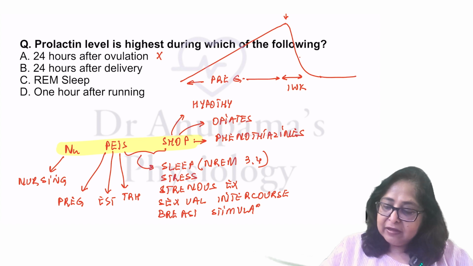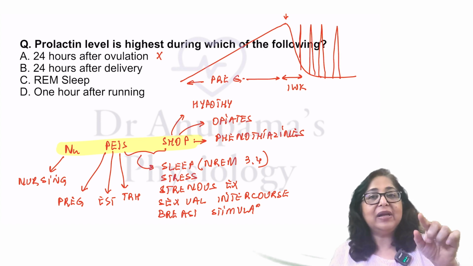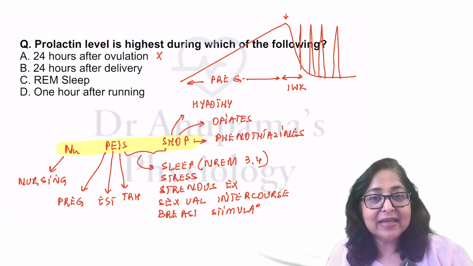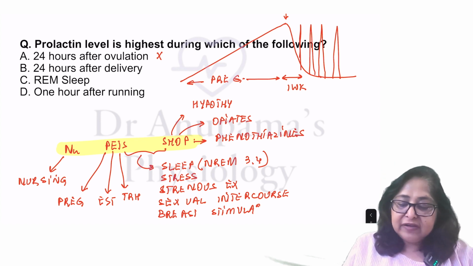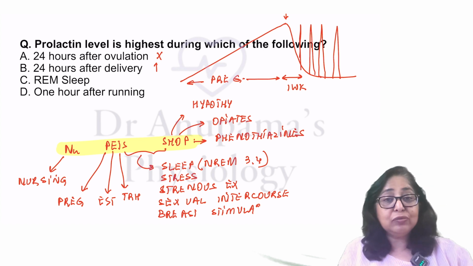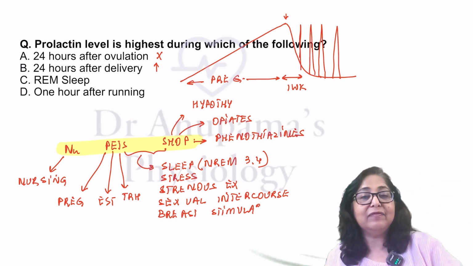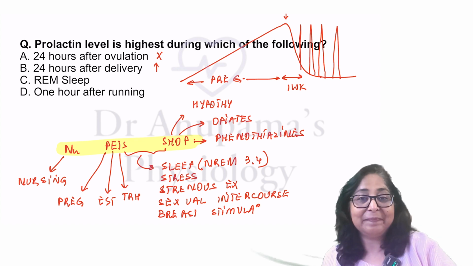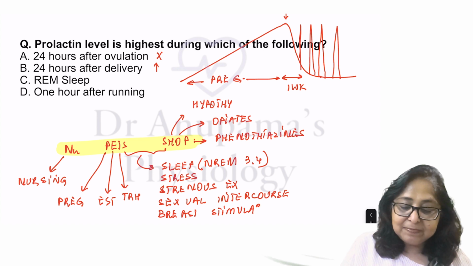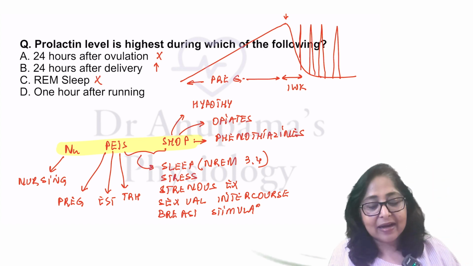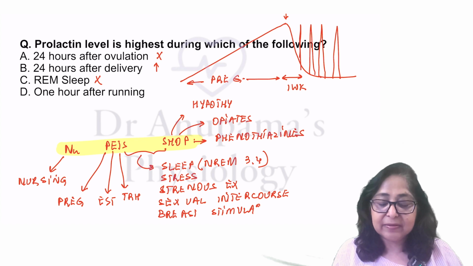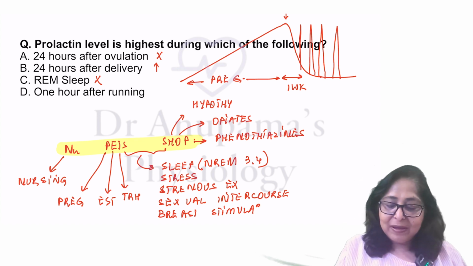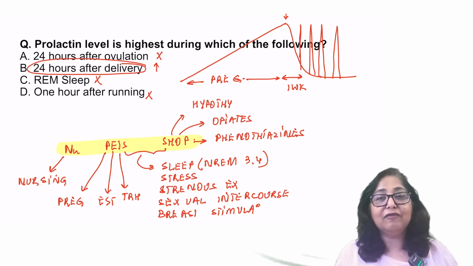But every time the mother feeds the baby, there is going to be an increase in prolactin. Please understand, this increase will occur when the mother is nursing the baby, not in the intervals between nursing. So 24 hours after delivery, I expect the prolactin levels to be high, because they will fall and reach pre-pregnant levels only after about 1 week, on the 8th day. In REM sleep, no. I expect the prolactin levels to increase in NREM sleep. 1 hour after running? No. During severe exercise, yes, there is going to be an increase in prolactin, but not after the exercise. So my best answer here becomes 24 hours after delivery.